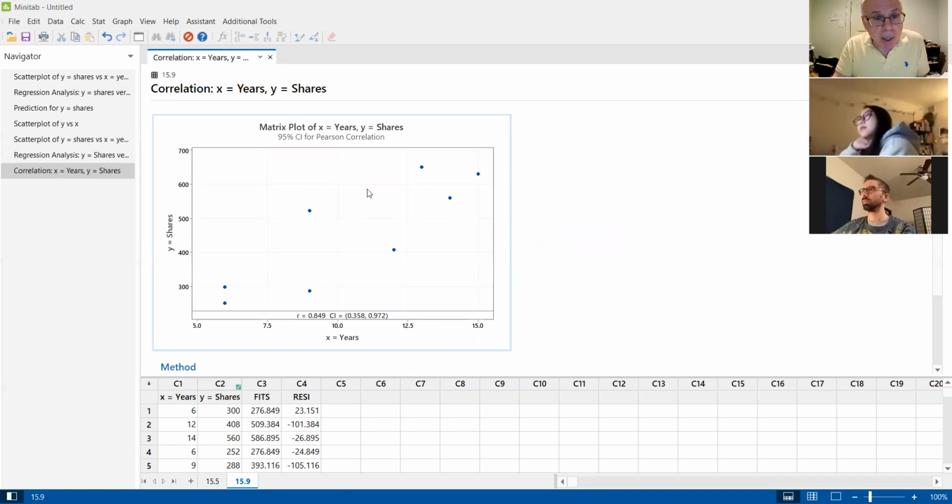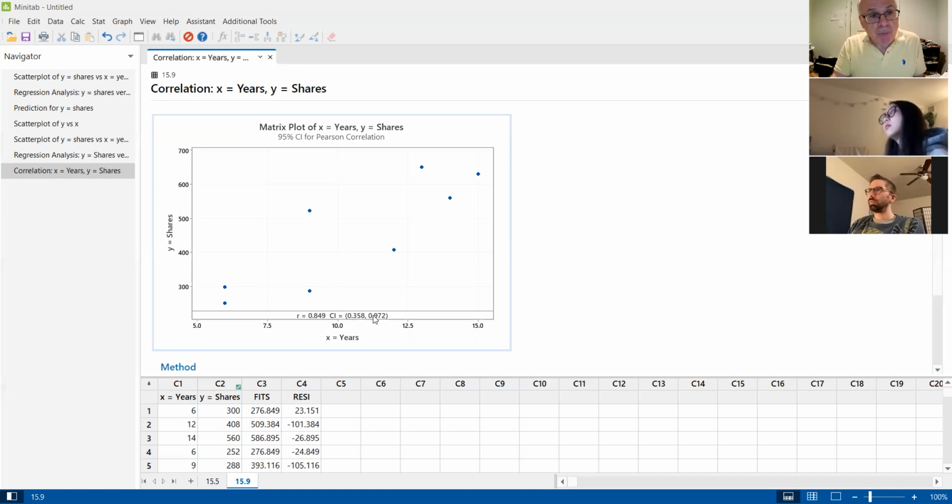Notice that there's another place you could do a scatter plot. You don't even have to do the scatter plot. You could do the correlation, and it gives you a scatter plot. And then right over here, the 0.849 gives you the correlation. It even gives you the confidence interval for this correlation. Now in this chapter, they do show you how to come up with a confidence interval using formulas, but obviously you don't need to do that. It gives you the confidence interval right here for that correlation of 0.849. And this is a 95% confidence interval.